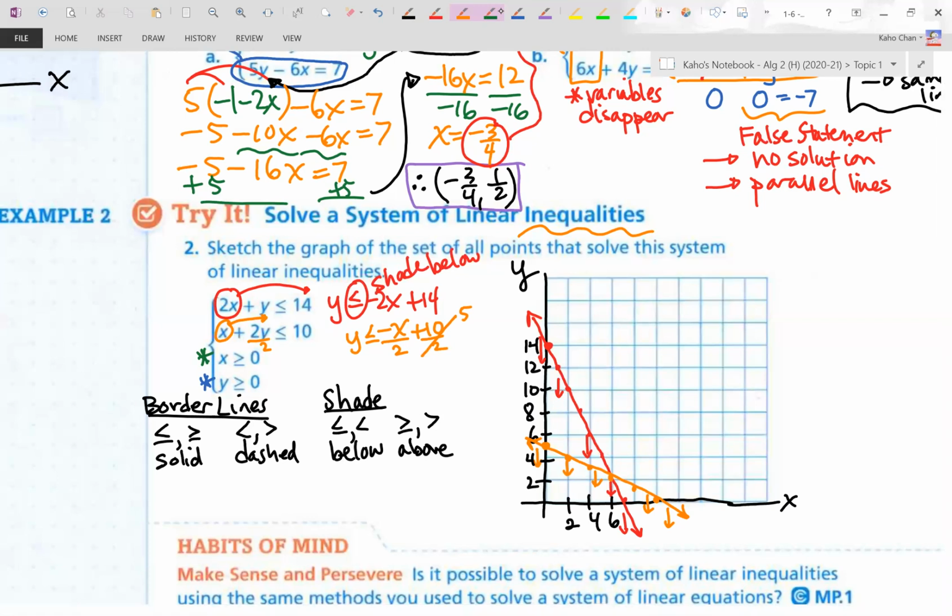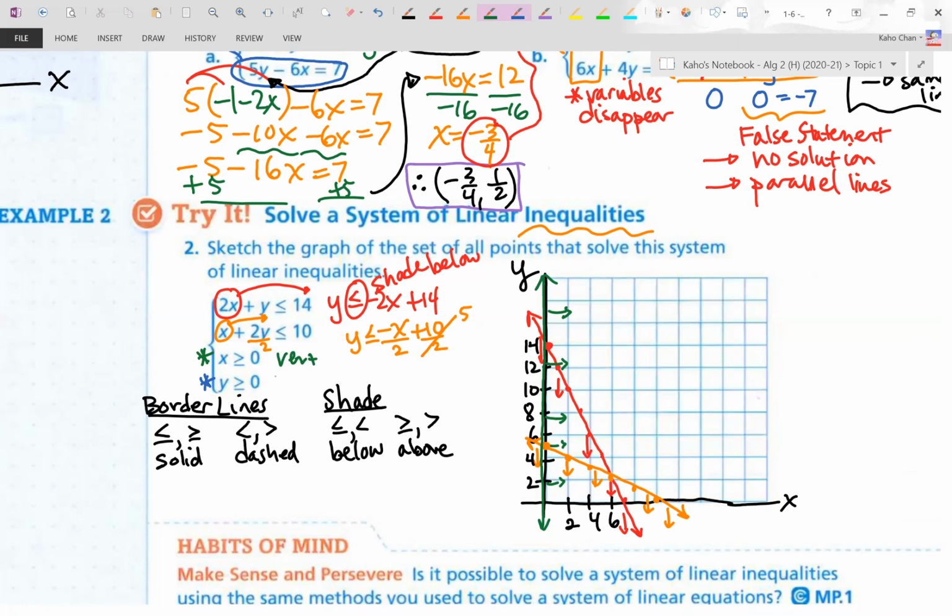x is greater than or equal to 0 is a vertical line. It's basically the y-axis, so let's draw that as x equals 0. Because it's a vertical line, there's really no above or below. You just follow the arrow. Greater than or equal to, we're going to shade to the right of that vertical line. This is shaping up. We can see it. The red's going down, the orange is going down, the green's going to the right. You see how they're kind of overlapping maybe?